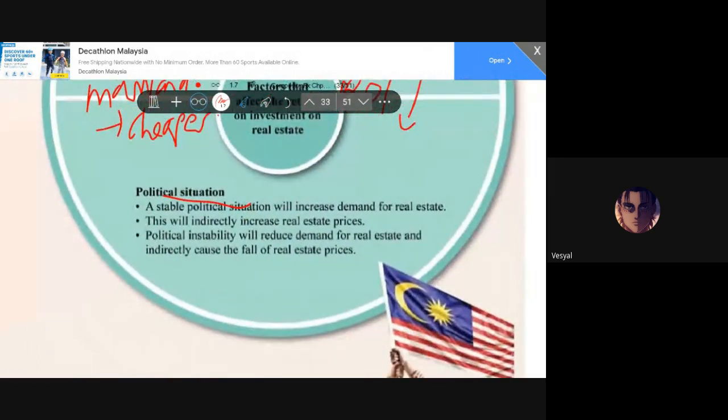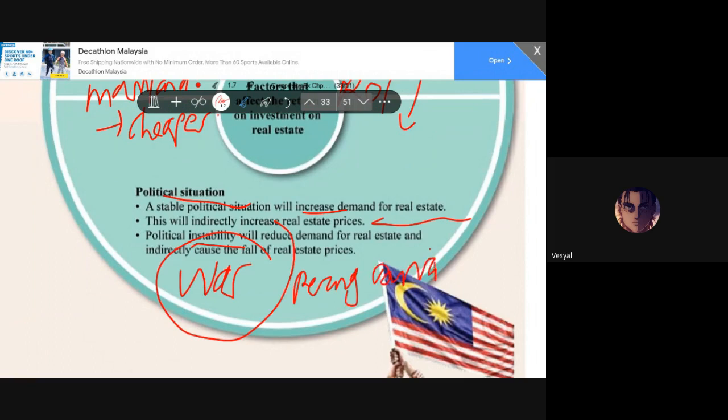So next, political situation will affect demand for real estate. If it's stable, fine, but if there's political instability, like in war times, if you studied sejarah, the earlier ones like Perang Dunia Kedua, all that. Definitely that time was politically unstable. So for political situation, your ROI also will drop. That's why we saw many people homeless during those times, if you remember your sejarah. So that's the thing here.